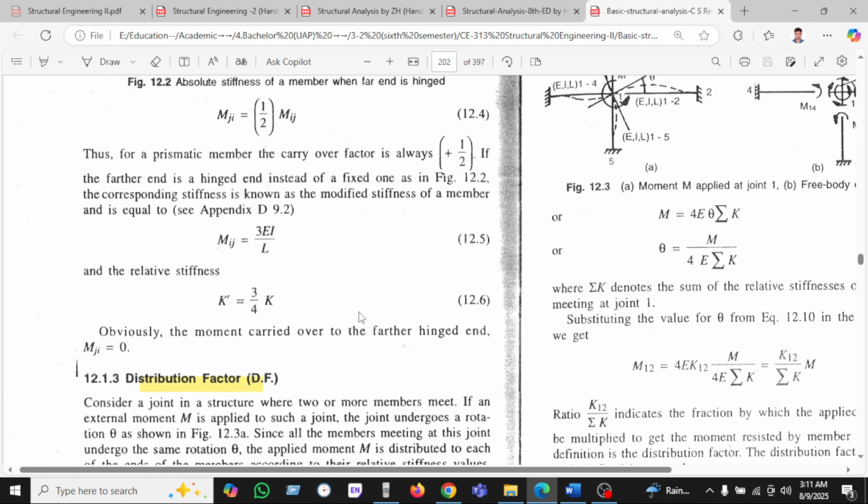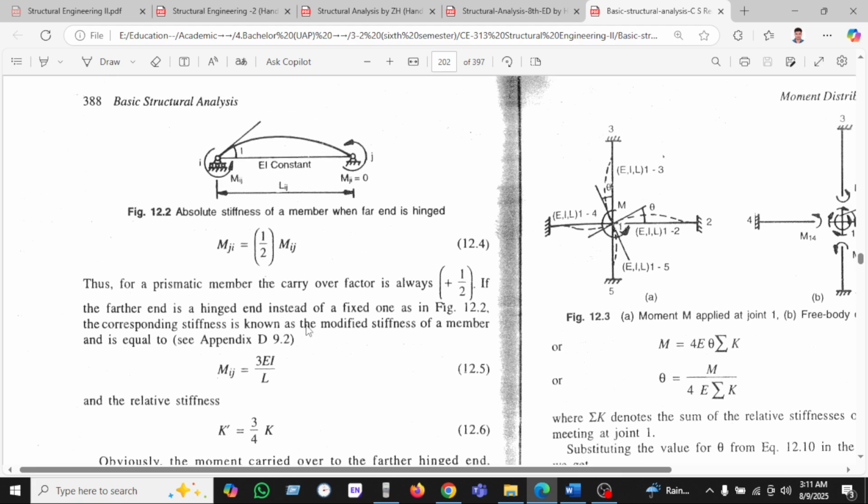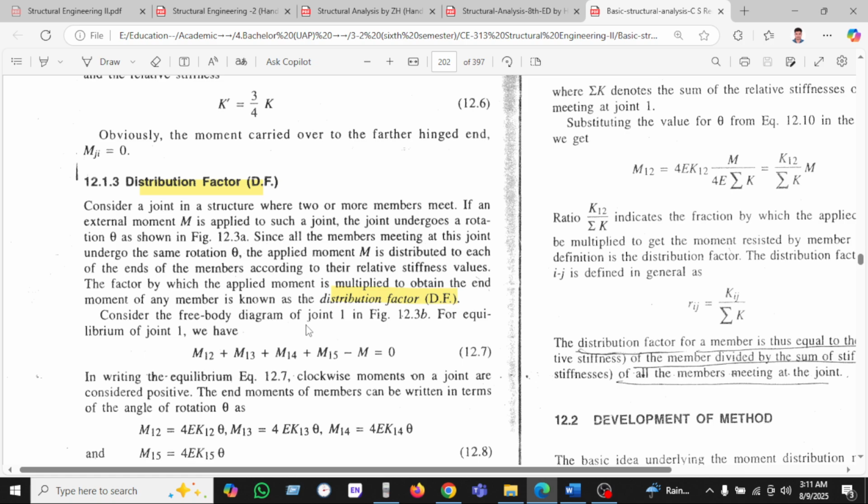What is the distribution factor? Some values are given here. For the distribution factor, consider a joint where two or more members meet. If an external moment M is applied at the joint, the joint undergoes rotation, as shown in the figure. Since all the members meeting at the joint undergo the same rotation, the applied moment is distributed to each member according to their relative stiffness, and the factor by which the applied moment is multiplied to obtain the moment in any member is known as the distribution factor.